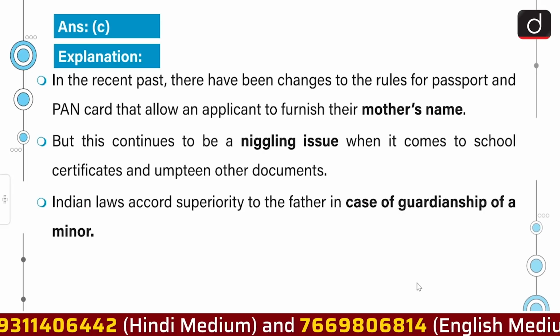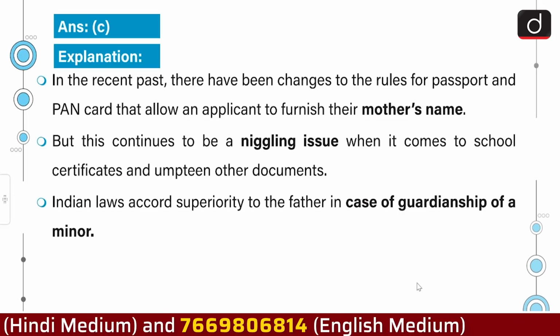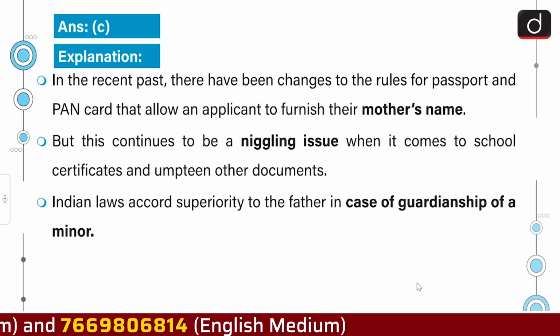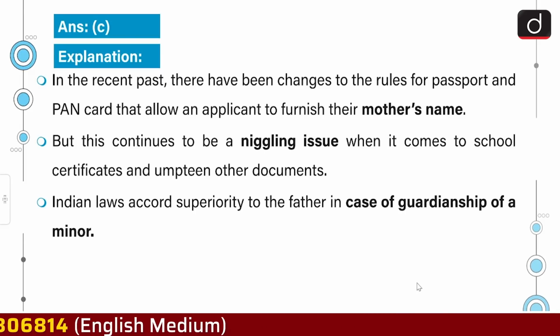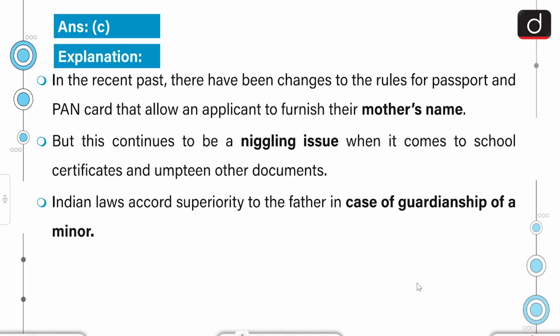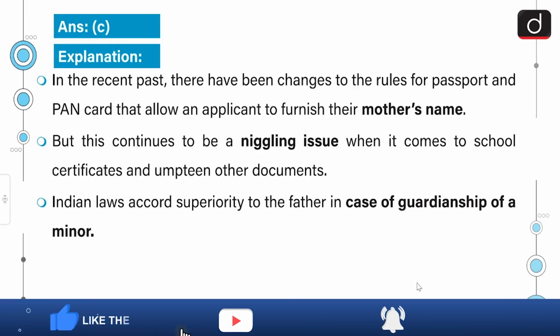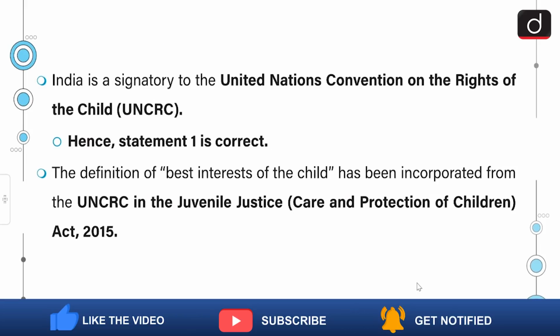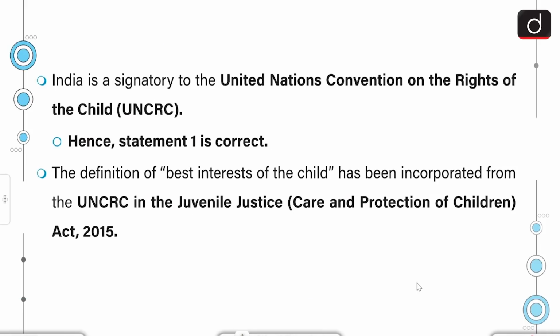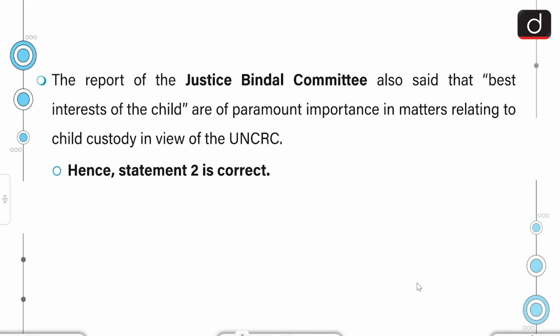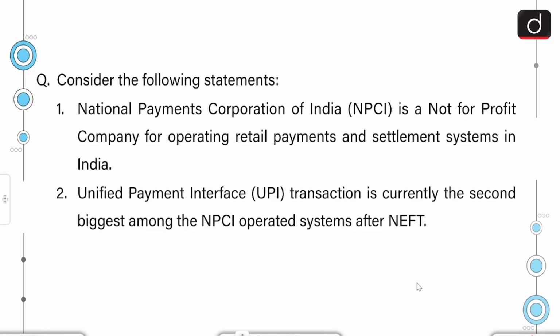In the recent past, there have been changes to the rules for passport and PAN card that allow an applicant to furnish their mother's name. But this continues to be a niggling issue when it comes to school certificates and umpteen other documents. Indian laws accord superiority to the father in the case of guardianship of a minor. India is a signatory to the UN Convention on the Rights of the Child. The definition of best interest of the child has been incorporated from the UNCRC in the Juvenile Justice, Care and Protection of Children Act 2015. The report of the Justice Bindal Committee also said that best interests of the child are of paramount importance in matters relating to child custody in the view of UNCRC.